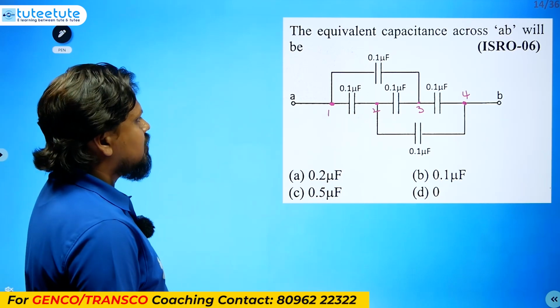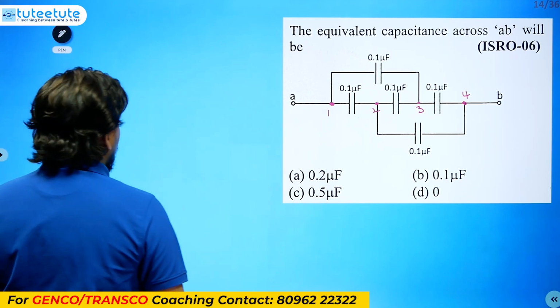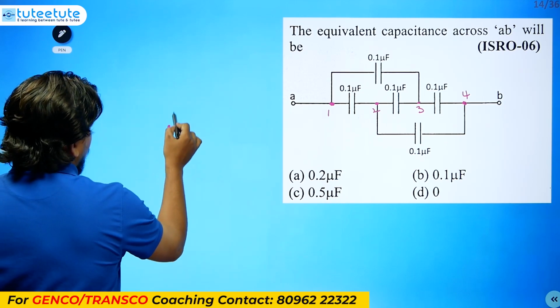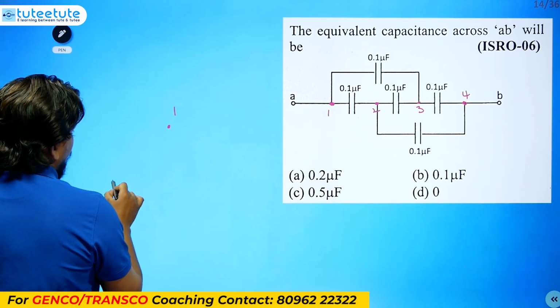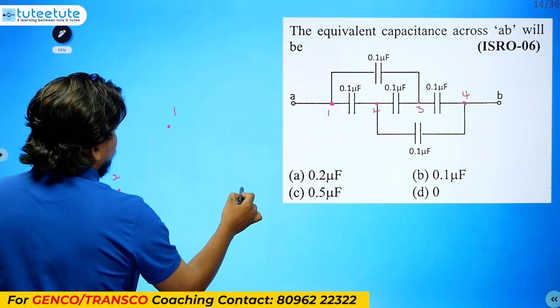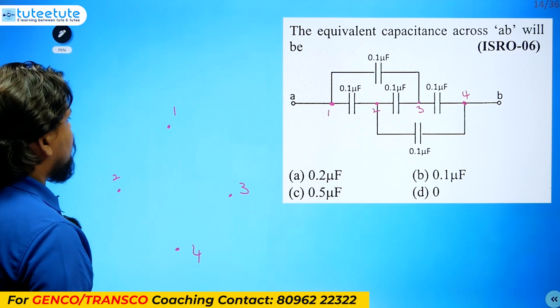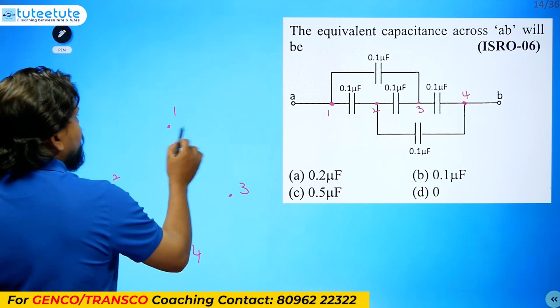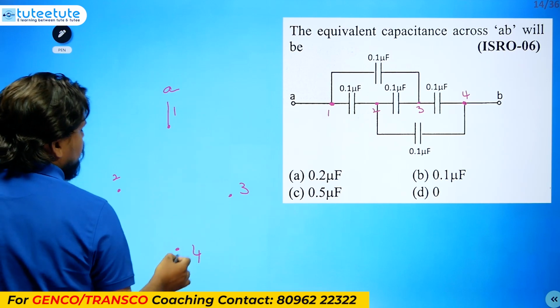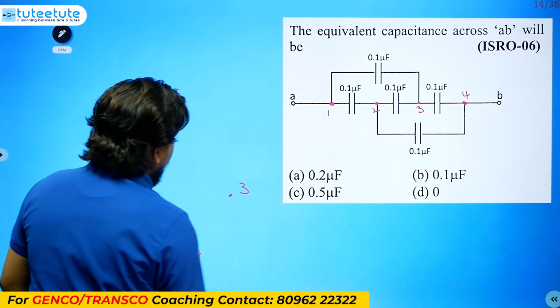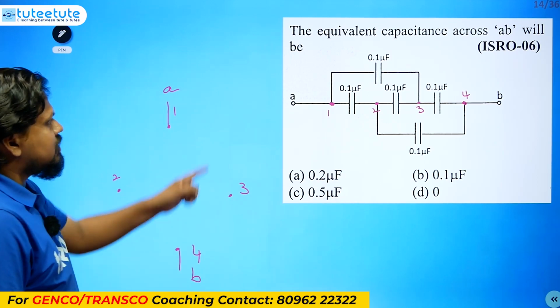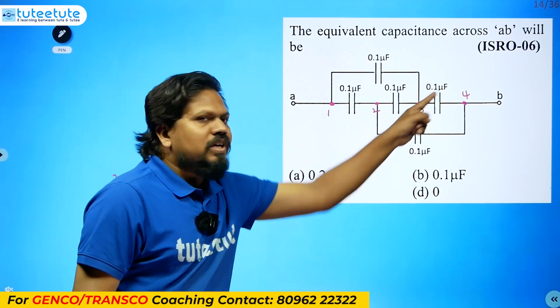Okay, so we have to solve the circuit between these two nodes. Let's label them node number 1, node number 2, node number 3, and this is node number 4. Node number 1 is nothing but A, and node number 4 is nothing but B.